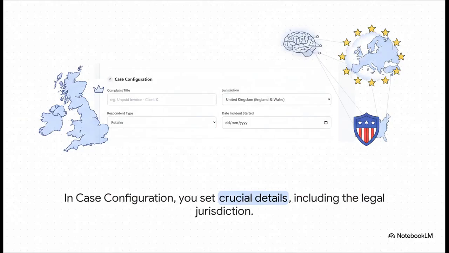Okay, pay attention because this step is really important. Under case configuration, you've got to select the jurisdiction. So is this a UK, EU, or USA issue? This one little choice is huge because it tells the AI exactly which legal frameworks and which consumer rights it needs to reference. It completely tailors the final document to your specific region.